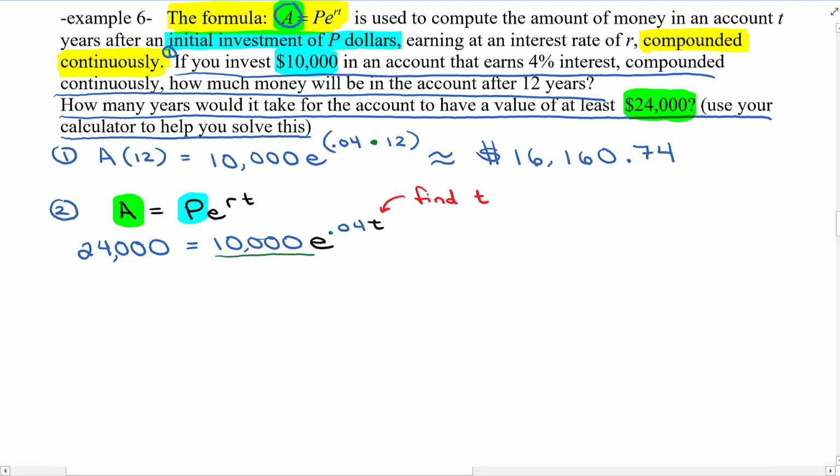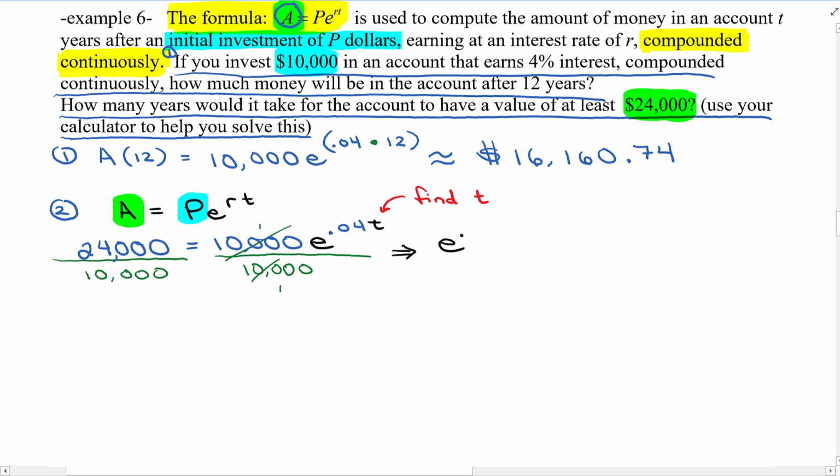So now I'm dividing both sides of my equation in order to isolate that e, which has the t in the variable. I'm dividing by 10,000 on both sides. 24,000 divided by 10,000 is going to be equal to 2.4.